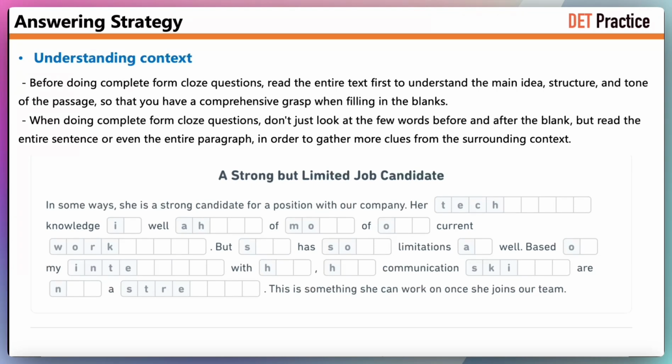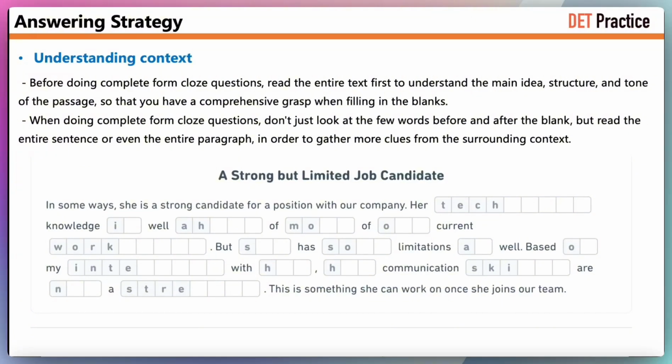Now, let's take a look at the following example question. First, we'll start with the title, "A Strong but Limited Job Candidate." So, what does that mean? It suggests that the interviewee may excel in certain areas and stand out, but also has some shortcomings. This is just our initial interpretation based on the title. Now, let's check if the content of the passage aligns with this assumption.